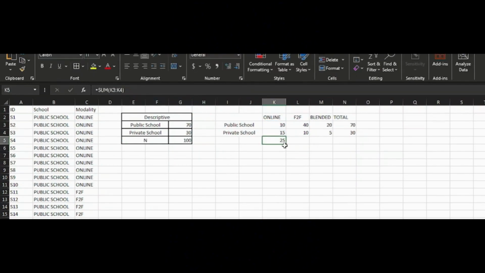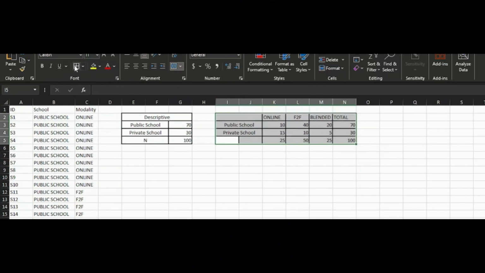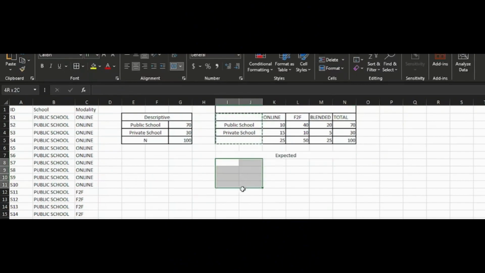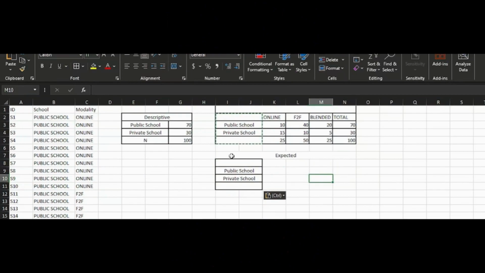It is important that we yield an equal amount of distribution similar to the total number of population. So if it is 100, the distribution must also have a summation of 100. Make sure to put an outline to organize your table. Duplicate the first table by selecting the cells that compose our table. Make sure to remove the values since we will be putting our expected values here.